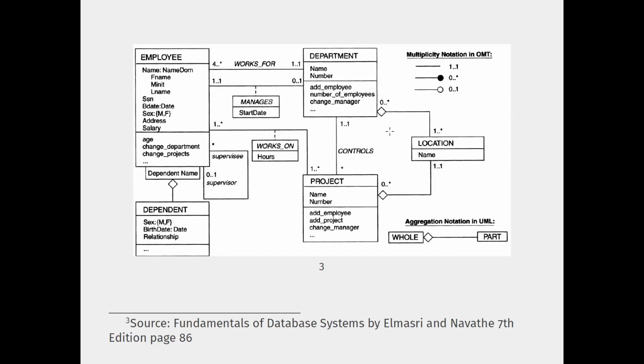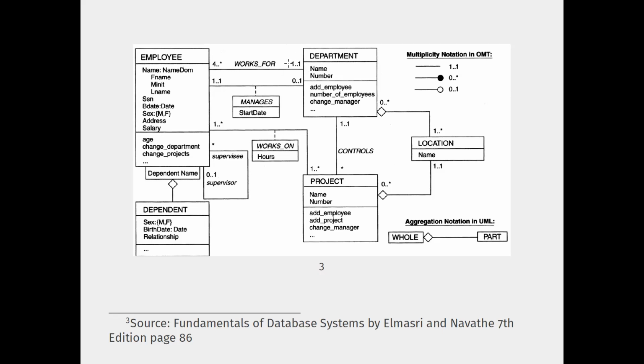Now, for example, this UML diagram is from the famous database systems textbook by Elmasri and Navathe. Remember, in that, you can notice there are a few classes. We have employee and we have department. And employee works for department. So a particular employee can work for only one department.